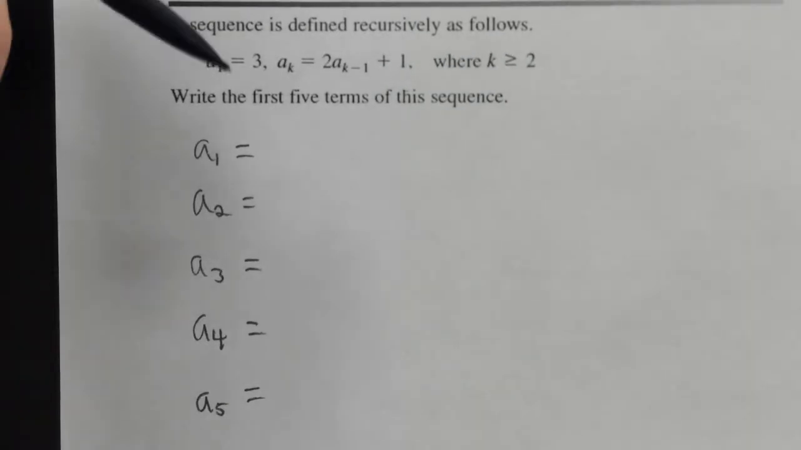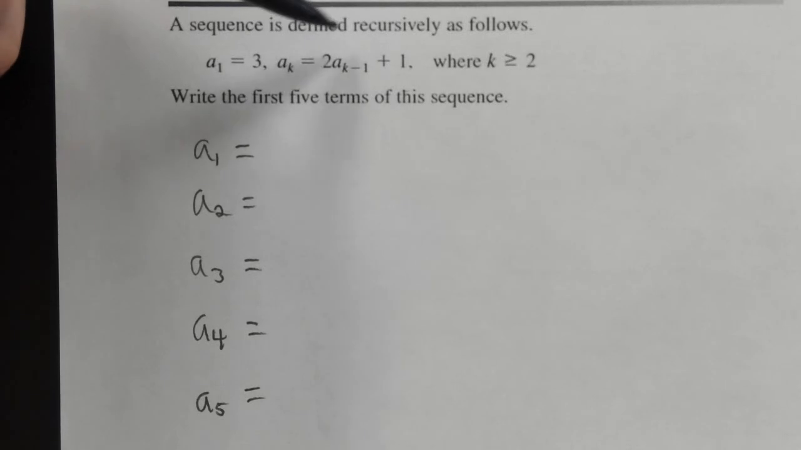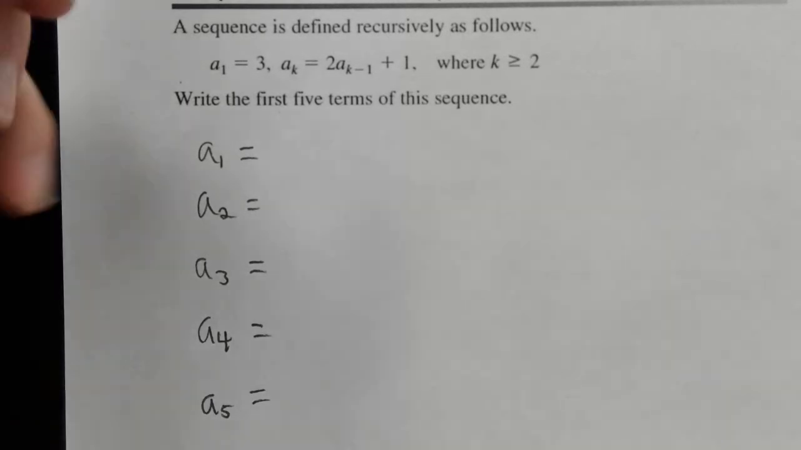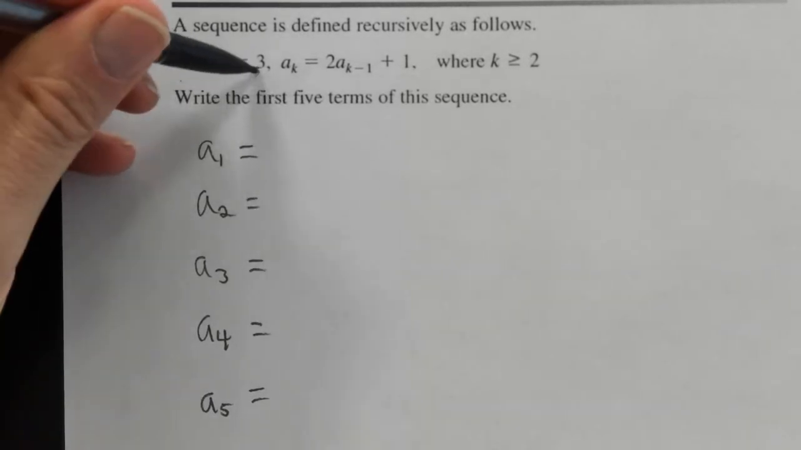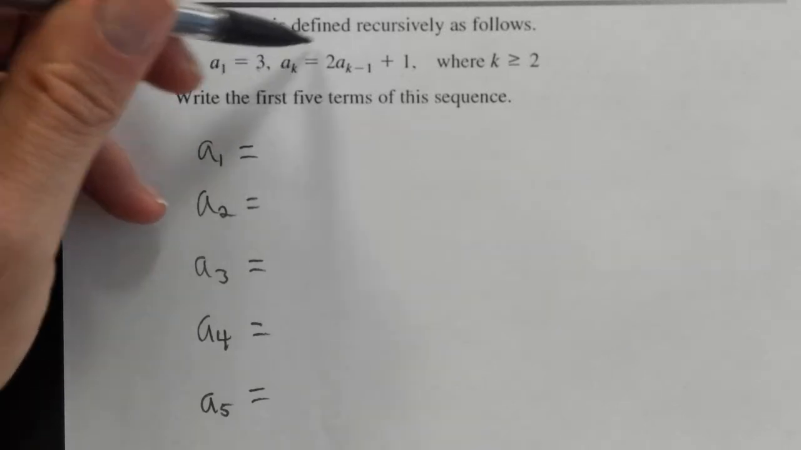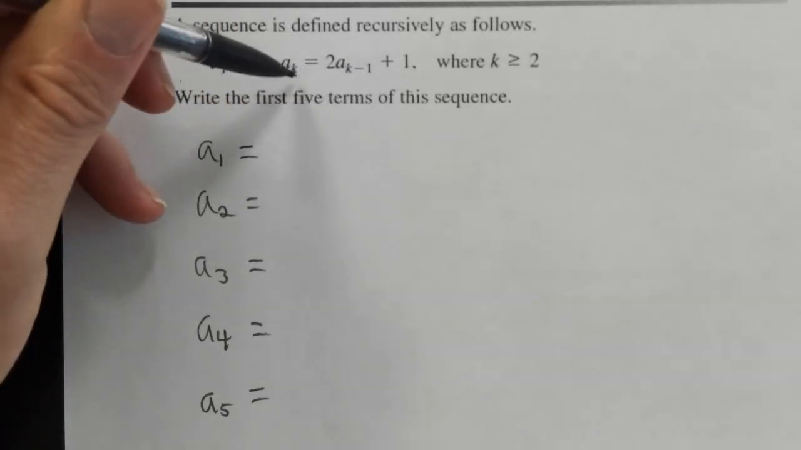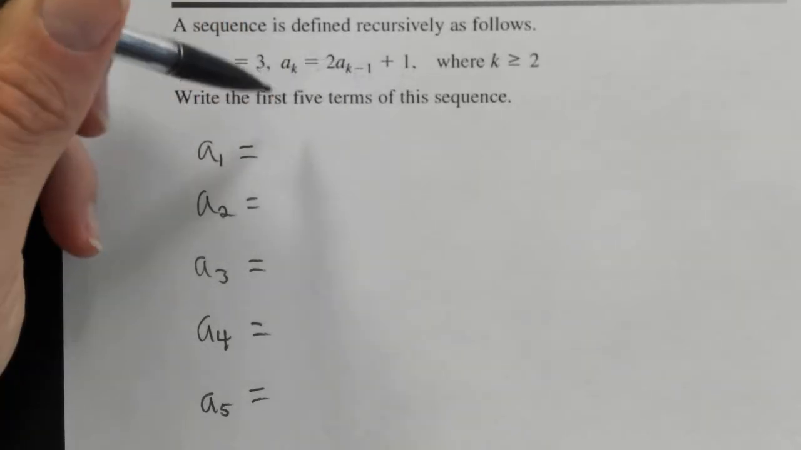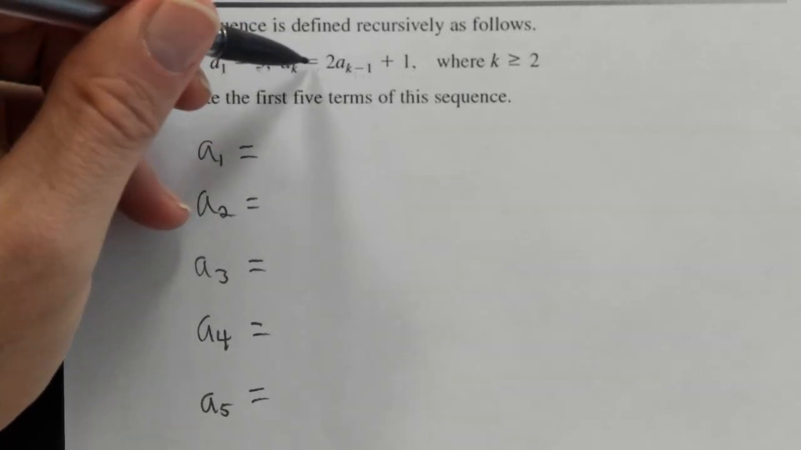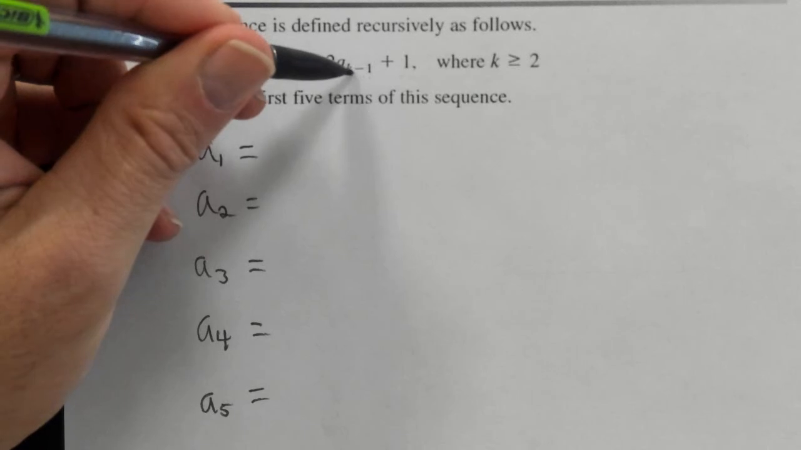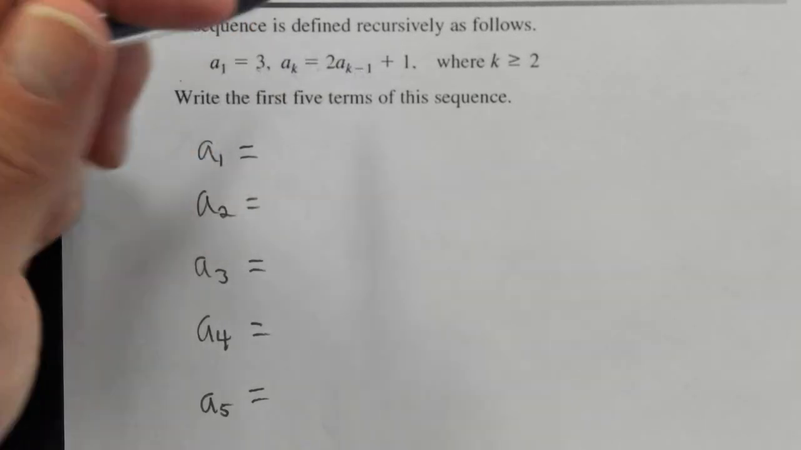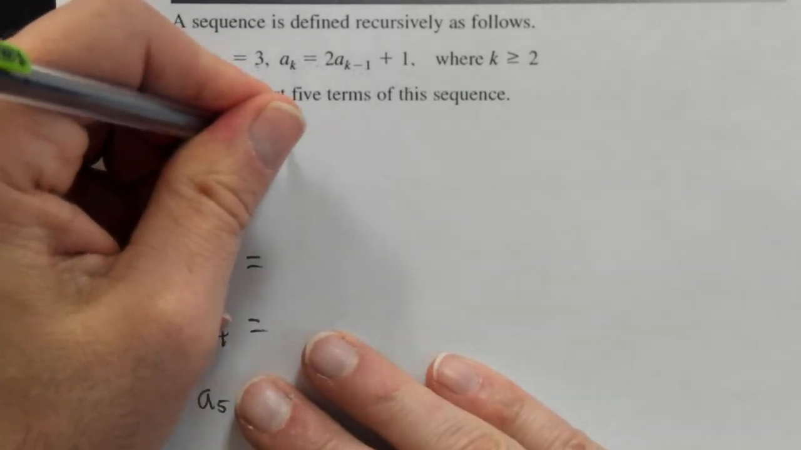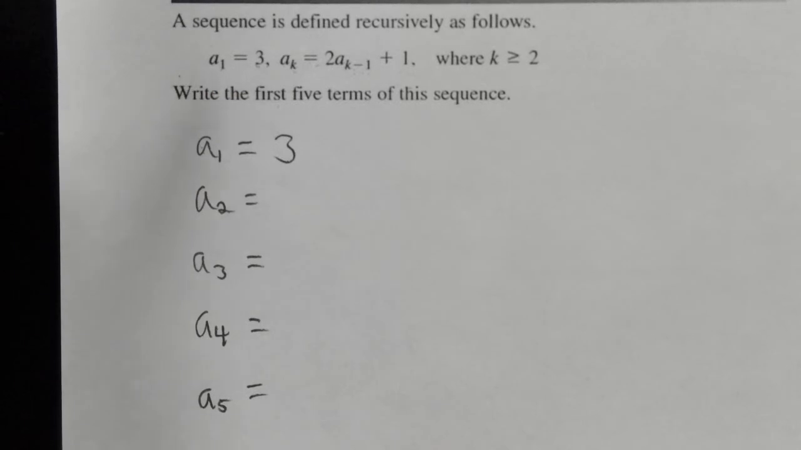Okay, so on this one, they don't give us the explicit formula, they give us the recursive formula. Now, for the recursive formula, they need to give us the starting term, the a sub 1, so this is the first term. Then they need to give us the recursive formula that gives us the term defined in terms of the previous term, which they do. So a sub k is given to us as 2 times a sub k minus 1, which is the previous term. Okay, so here, a sub 1, I don't think anybody should miss the first term because they gave it to us. And it says write the first 5 terms of the sequence.